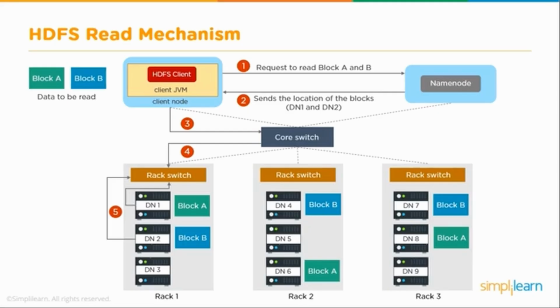And finally, once the read is done, the data comes to the client cache, and once the read is done, the client will have this close method initiated, which will close the connection. This is how your read is happening in a parallel fashion across multiple machines.